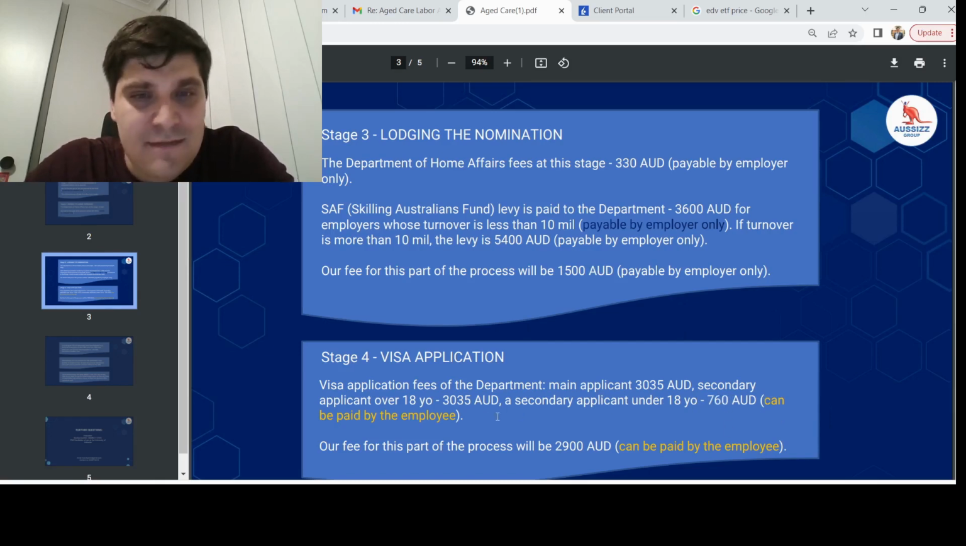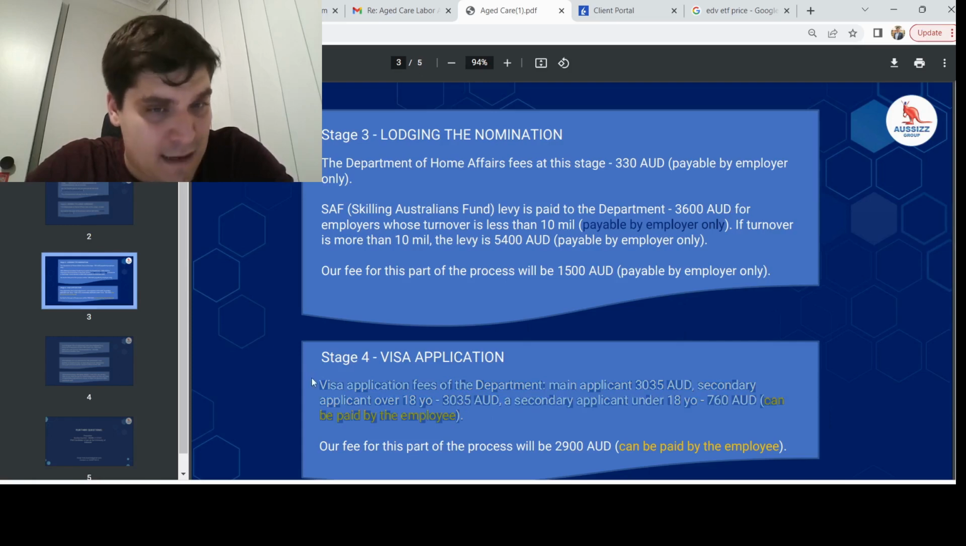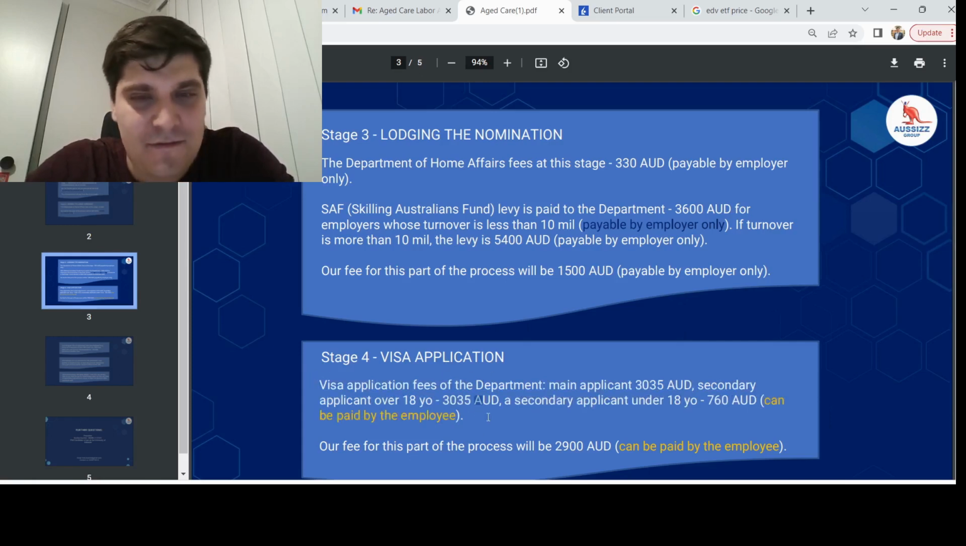Now, these fees can be payable by the employee. So the employer can pay the fees if they wish to, but you can also ask the employee to pay the visa application fees. Similarly, you as employer can ask the employee to pay our fee of $2,900 for the visa lodgement. You may wish to cover it, but alternatively, you can ask the employee to pay for it. That is, all the fees around the lodgement of the visa can be paid by the candidate applicant and not by the employer.